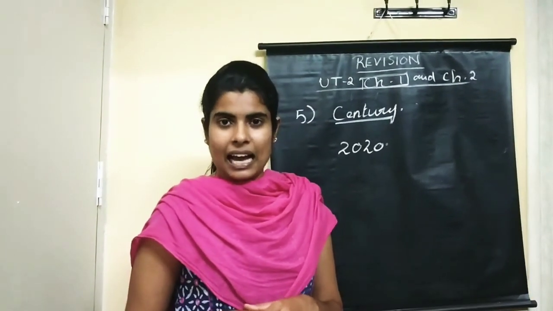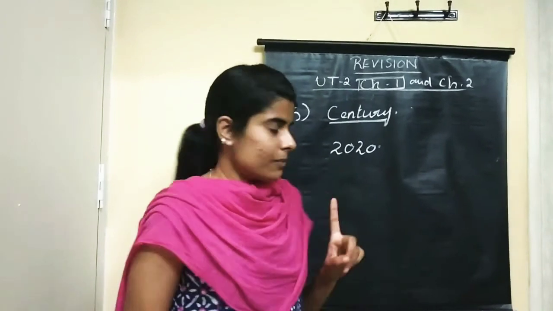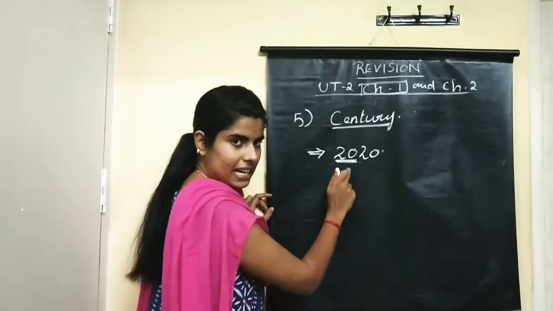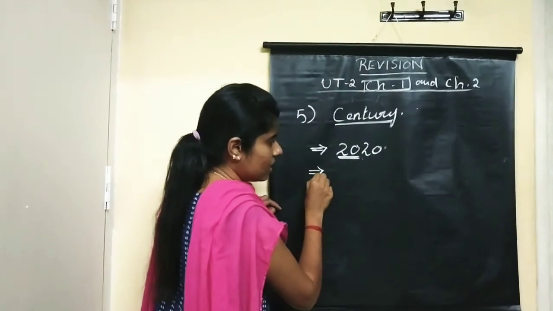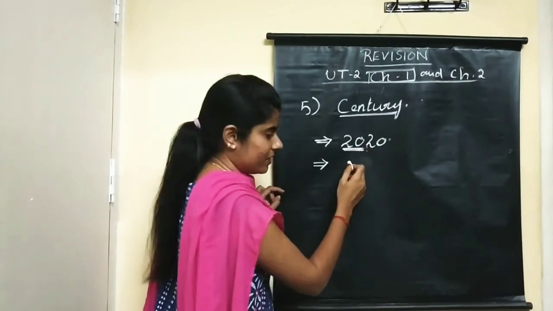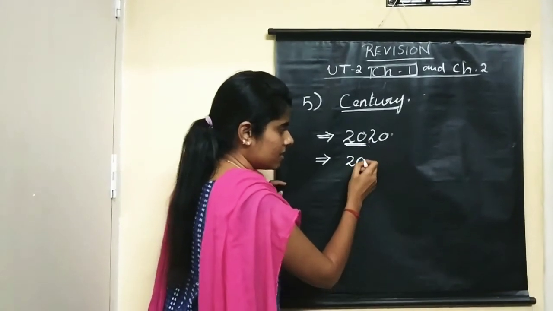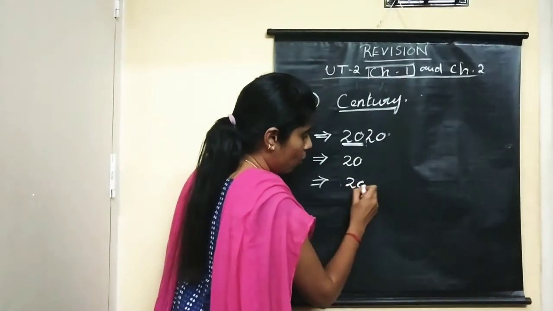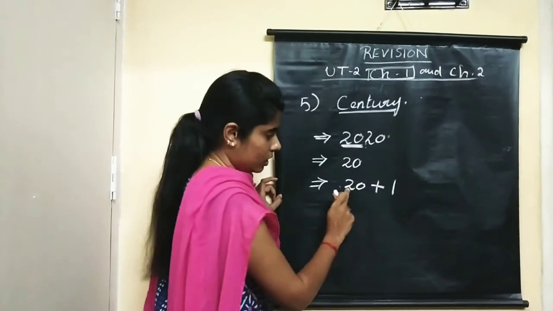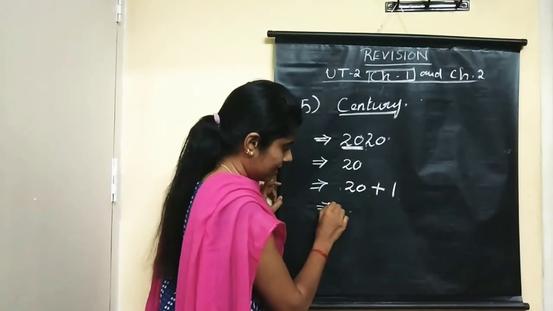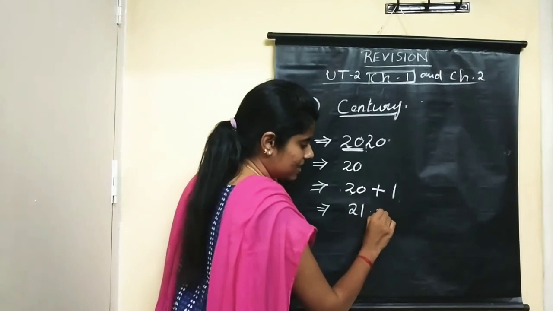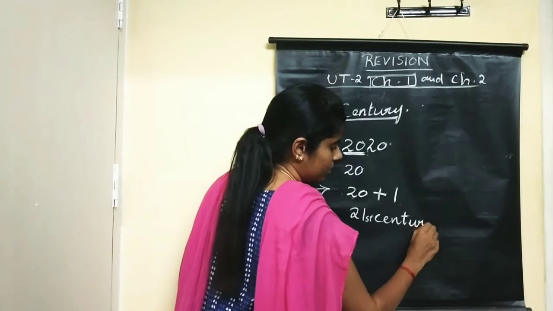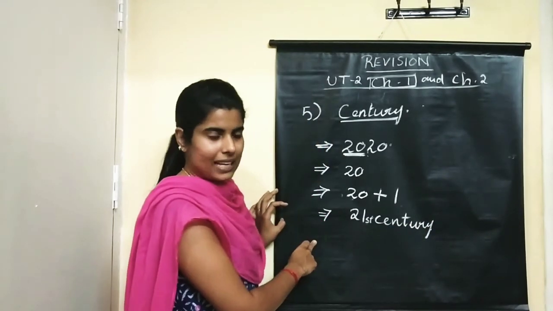We need to add the digit 1 to the first 2 digits. So first, we need to take the current year, and next, we need to take the first 2 digits of the year, that is 20. They are the first 2 digits, and we need to add 1 to it. Okay? 20 plus 1. What is it, children? 21. So the current century which we are living in is the 21st century. Okay? So this is how you need to calculate the century.